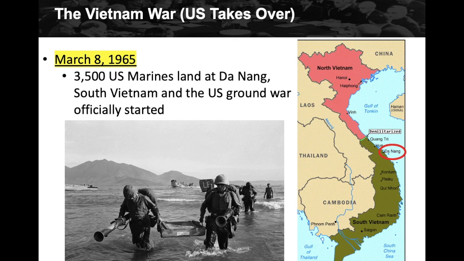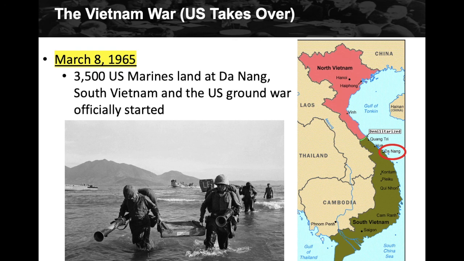So because of 1964, the United States has to really get involved. And on March 8th, 1965, basically the United States takes over the war with the landing of 3,500 U.S. Marines at Da Nang, South Vietnam. Basically this is the official start point of the U.S. ground war, March 8th, 1965. Even though there were advisors there before that, and some advisors were even involved in direct combat with the NVA or the Viet Cong, March 8th, 1965 is when the U.S. basically starts sending soldiers in to fight the war.